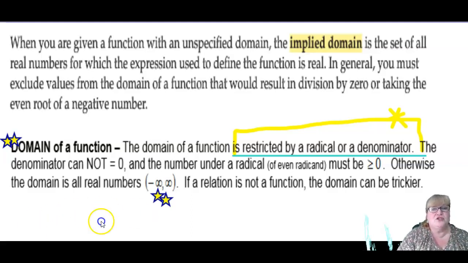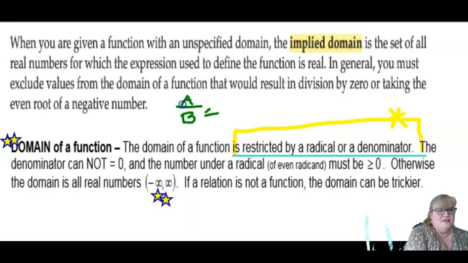The domain of a function is restricted when there is a radical or if there's a denominator, okay? The denominator cannot be equal to 0. So whatever's in the denominator, if you have an expression over another expression, this expression cannot equal 0. That's it. Otherwise, the domain is all real numbers except whatever would make the denominator 0.